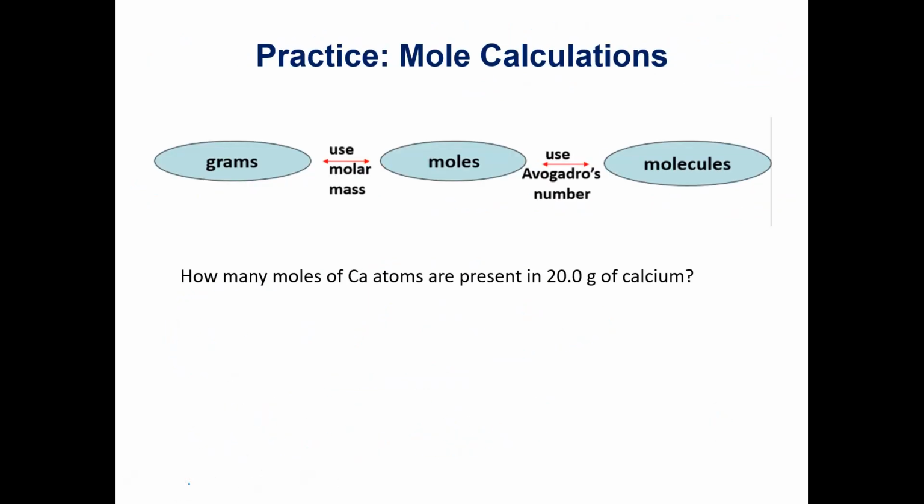So let's try a few more examples here. How many moles of calcium atoms are present in 20 grams of calcium? So if we start with 20 grams of calcium, and we have 20.0, so we don't want to lose any significant figures here.